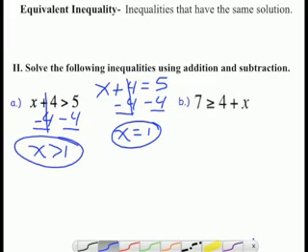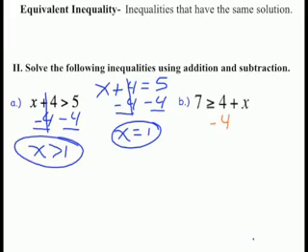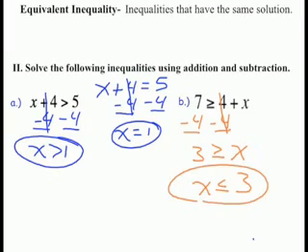To isolate x, we must get rid of a positive 4, and we get rid of a positive 4 by subtracting 4 from both sides. On the right side, the 4s cancel each other out. On the left, 7 minus 4 is 3. So we have 3 is greater than or equal to x, but we always want to write it with the x first. So we just flip the entire inequality to have x is less than or equal to 3.